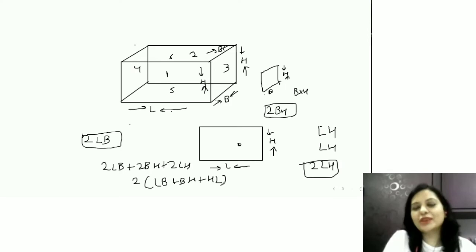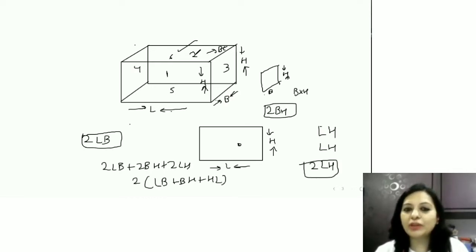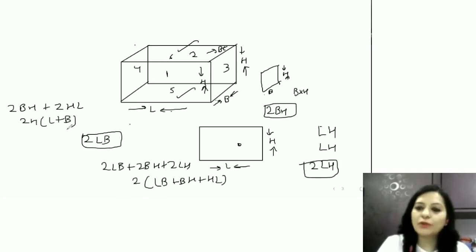No, it's okay, sir. Now next comes the question. They say, you have to paint the 4 walls of the room. Then I say, okay, leave the top and the bottom face. That means leave the LBs. So you will be left with 2BH plus 2HL. Correct. Take 2H common and then you will get L plus B. So that is how we get the formula for lateral surface area, which leaves out the top and the bottom.